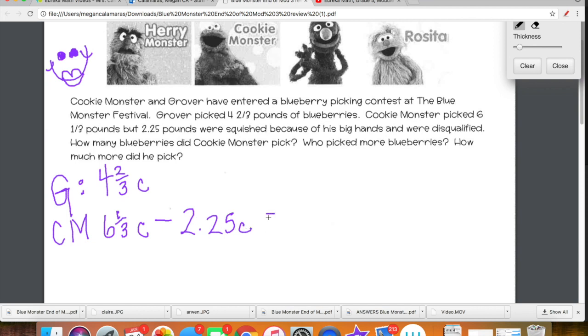Okay, so we need to figure out how many blueberries Cookie Monster was able to walk away with, or how many pounds of blueberries he was able to enter into the contest, because these were squished, so he was left with whatever he had when we subtracted 2.25 from 6 1/3.